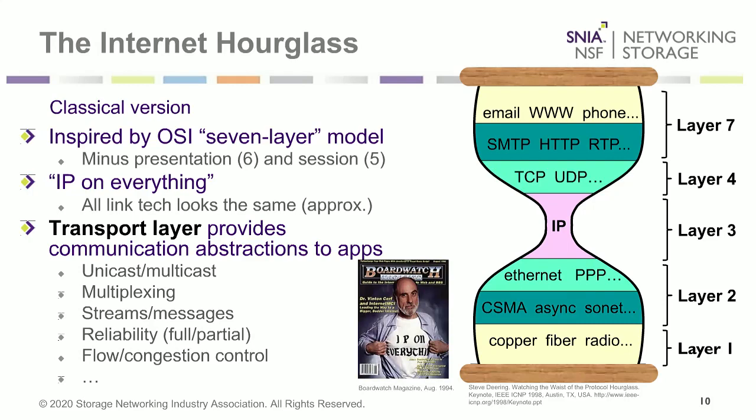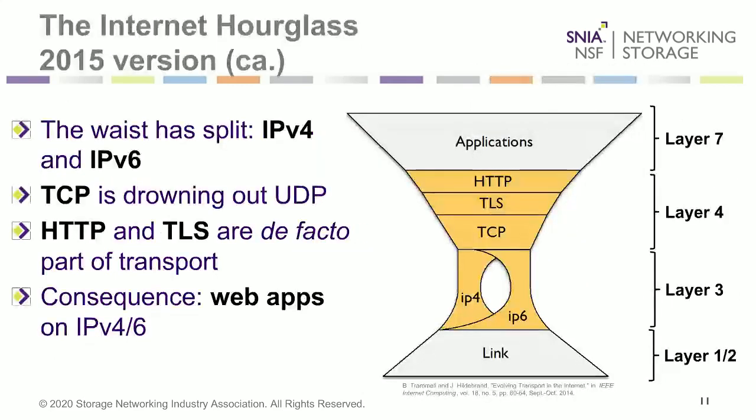So that's the classical hourglass, I'll call it. This has changed a little bit. This is the 2015 version, and there are a few changes. Most notably, the waist. This is called the twisted martini glass version, by the way, because of the IPv4 and IPv6 stem at layer three.